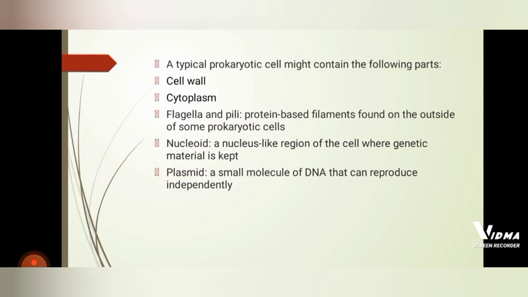Cytoplasm. Cytoplasm is the jelly-like structure that can be seen inside a cell. Here, in the prokaryotic cell also, you can find the cytoplasm where all other materials are embedded. Flagella and pili, protein-based filaments found on the outside of some prokaryotes. You can see flagella and pili here.